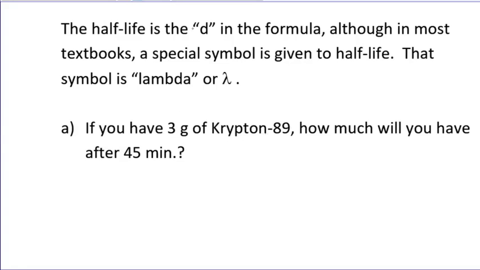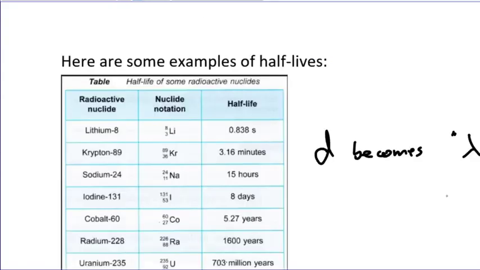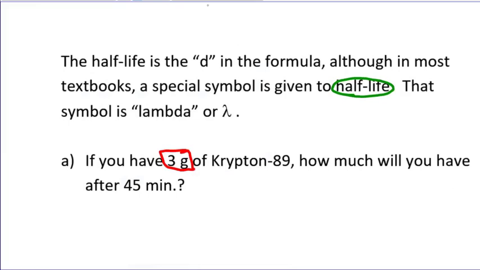So our start value is 3 grams. Our B is related to the word half-life, which is 0.5. And if we look back at the chart from the previous slide for krypton, it is 0.838 seconds. So that's actually our D, or lambda, in this case. So 0.838 seconds from the table.